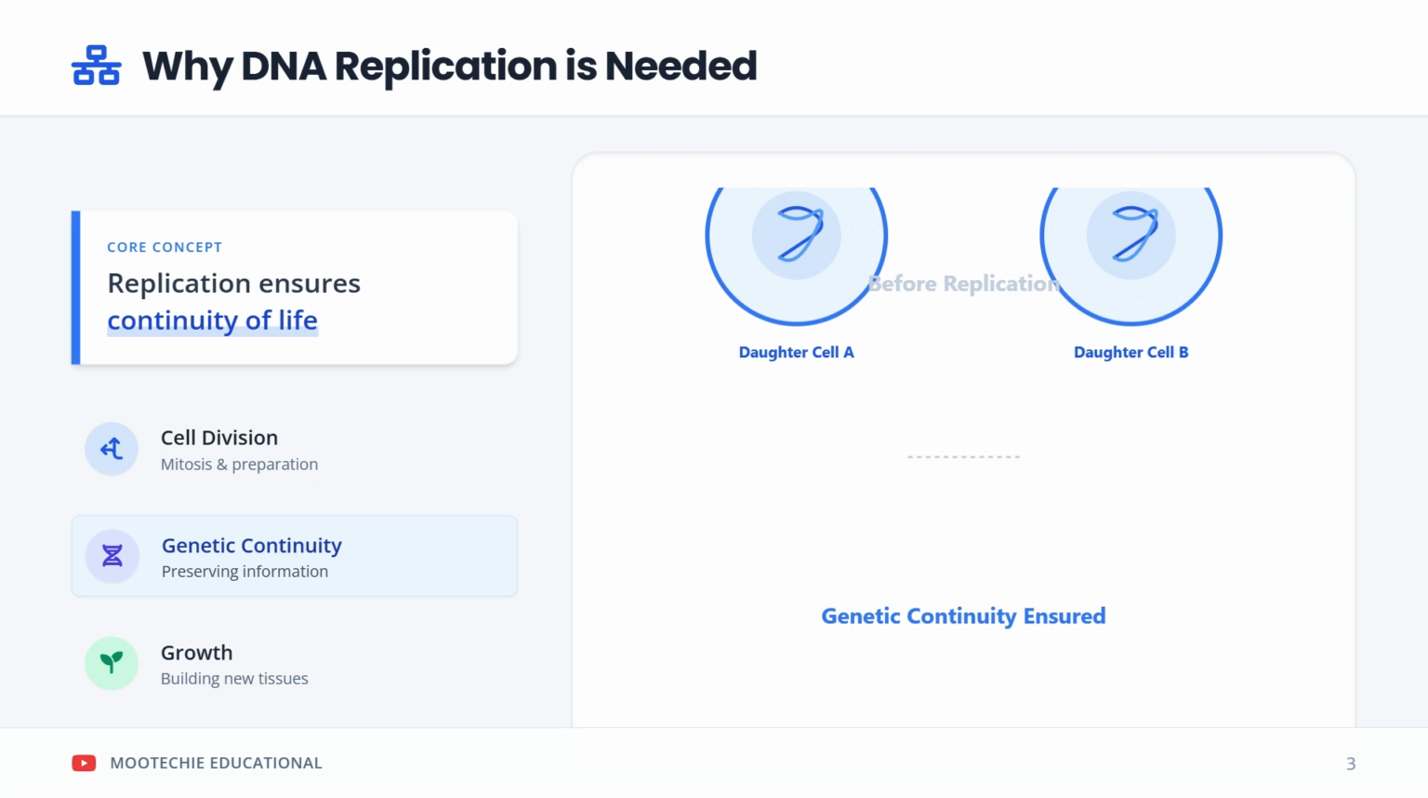When a cell divides, through processes like mitosis, it needs to pass on its genetic blueprint accurately to the daughter cells. This is what we mean by genetic continuity, preserving information. It's also crucial for growth, as building new tissues requires new cells with complete DNA. You can imagine a parent cell before replication, and after replication, it ensures that daughter cell A and daughter cell B both receive an identical set of instructions.